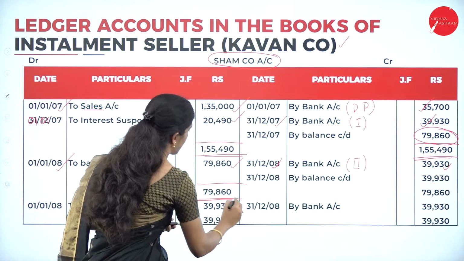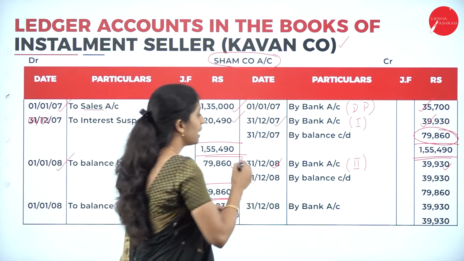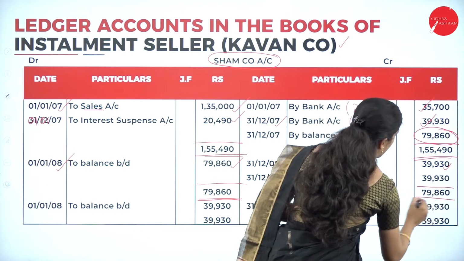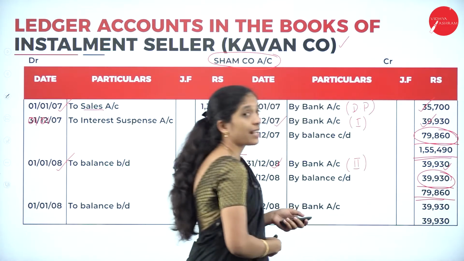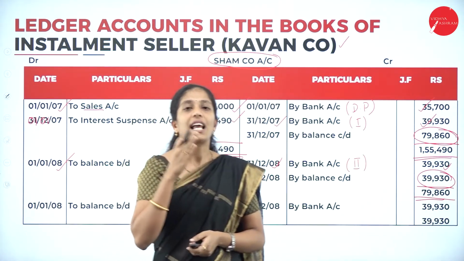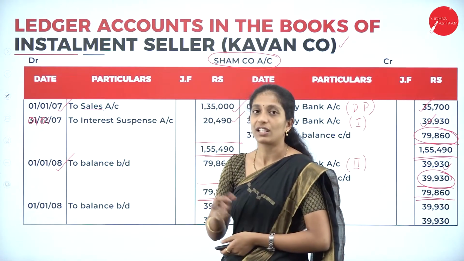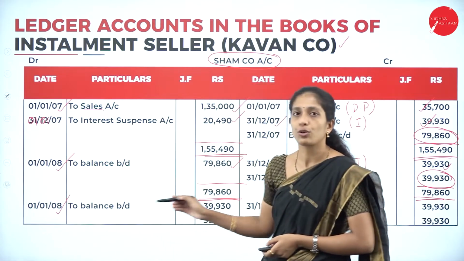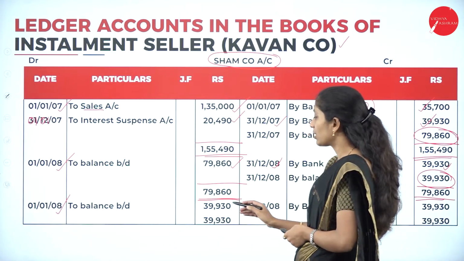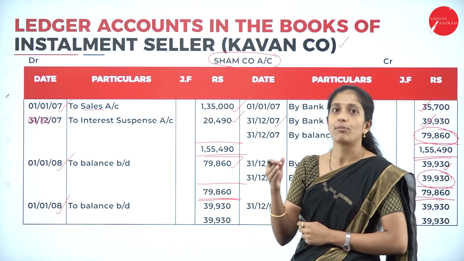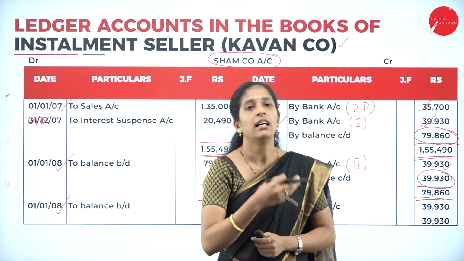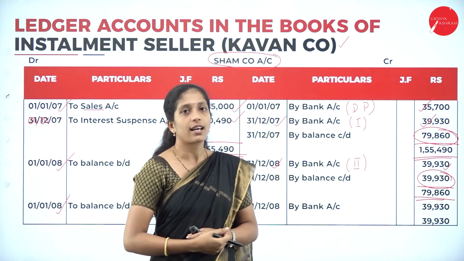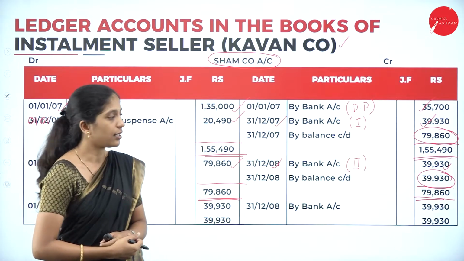So in the debit side, it is 79,860. And in the credit side, you'll get a balancing figure of 39,930. Now that balance has to be carried down for the next year. In the beginning of next year, 1/1/09, to balance brought down. How much? 39,930. Whatever the amount you have carried down in the previous year, that has to be brought down to the current year, 39,930.